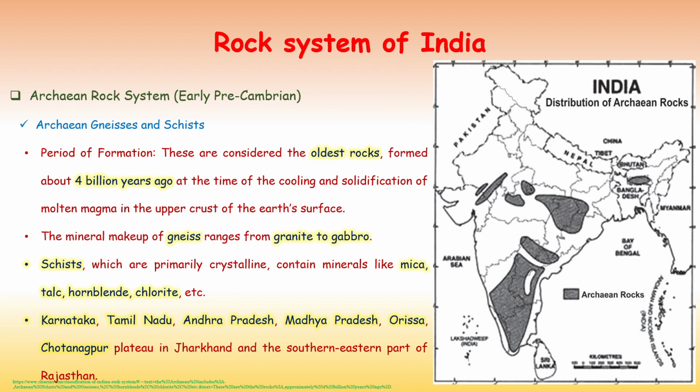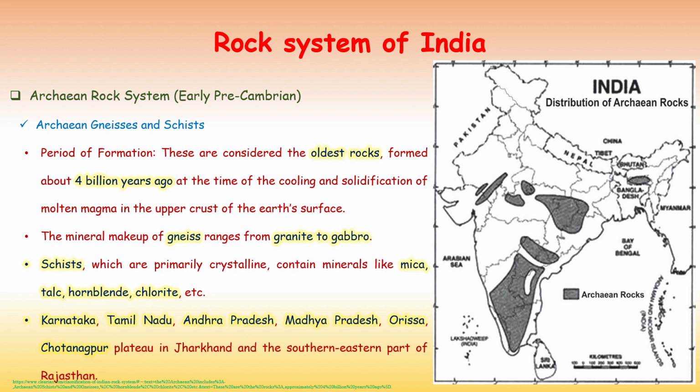Archean gneiss and schist is the oldest group of rocks. In the ancient period, at the time of Earth's formation, the land was scorching, and when it gradually cooled down, the rocks of the Archean order were formed.